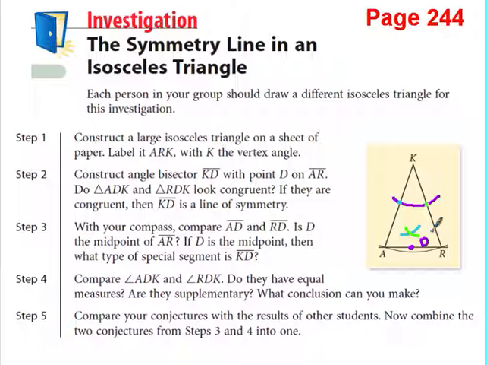Now, after you've done that, let's look at what it says. Do triangle ADK and triangle RDK look congruent? Yeah. If they are congruent, we call KD a line of symmetry. Line of symmetry basically means it cuts something into 2 equal parts. Let's look at step 3.